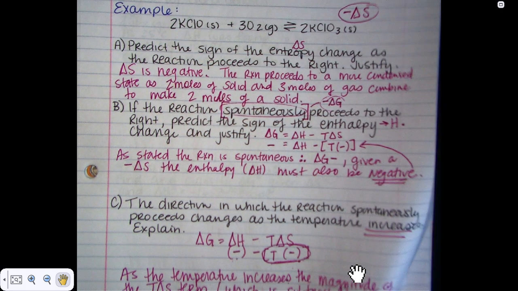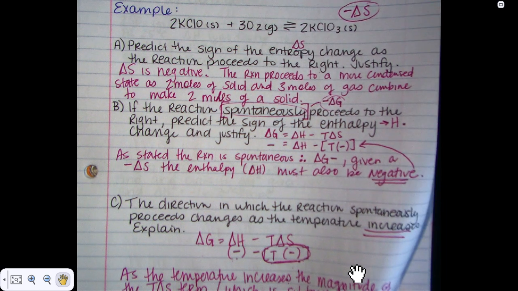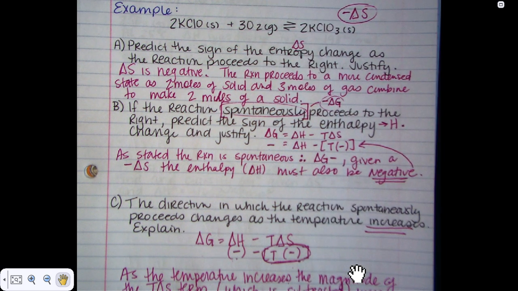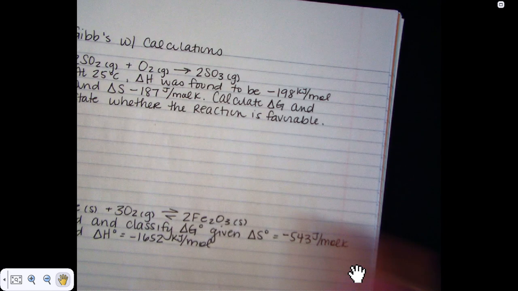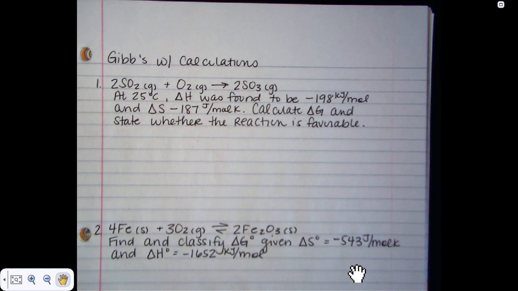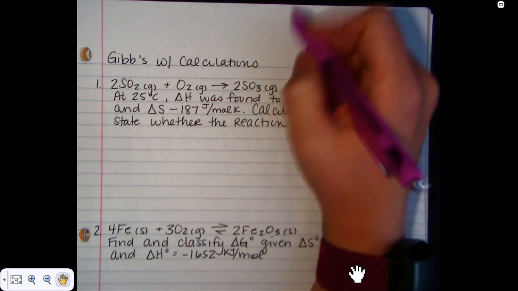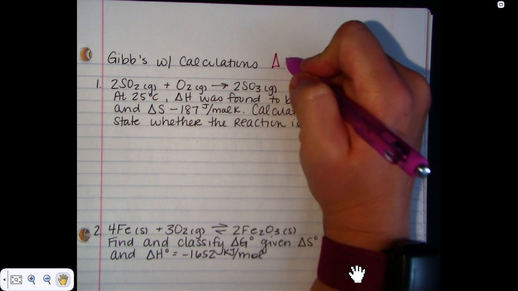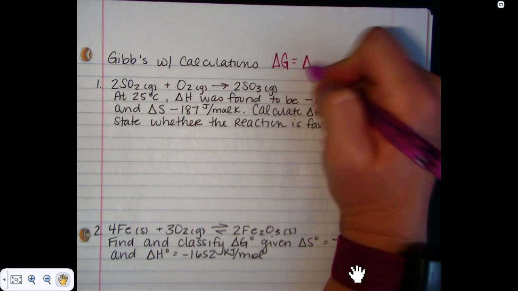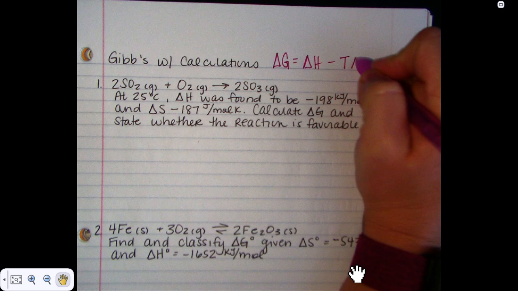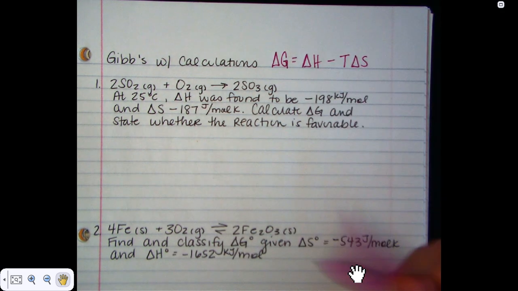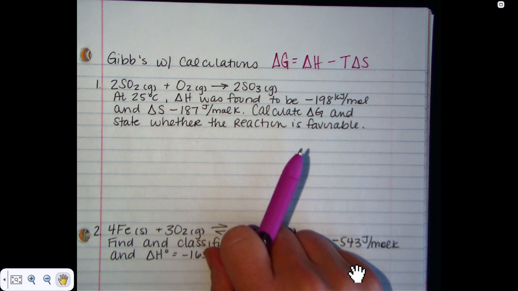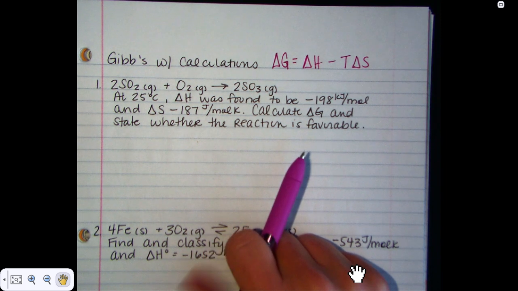All right, so the last thing we're going to do with Gibbs is look at Gibbs with the calculations. So how to numerically determine Gibbs, which is pretty darn easy if you ask me. Our equation, which we've just used over and over again, is delta G equals delta H minus T delta S. So you're going to determine your variables, and it's a buffet of plug and chug, right? Just make sure that you're plugging and chugging the right things.